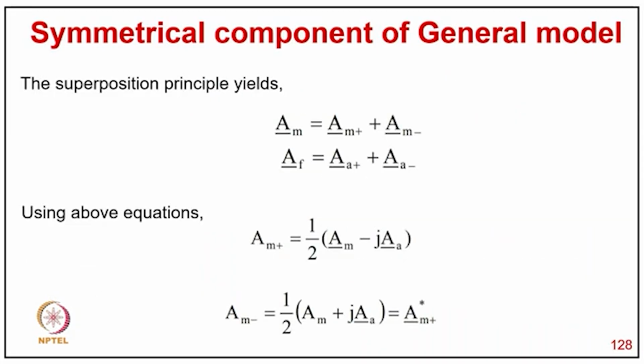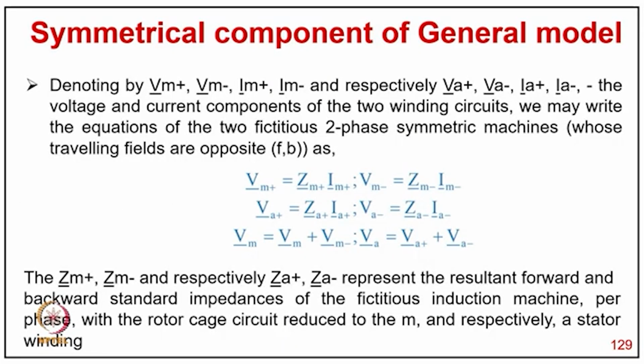According to superposition, AM equals AM plus AM minus, and AA equals AA plus AA minus. Using these equations we can write AM plus is equal to half of AM minus J AA, and AM minus is half of AM plus J AA, equal to the conjugate of AM plus. Now denoting VM plus, VM minus, IM plus, IM minus, and respectively VA plus, VA minus, IA plus, IA minus, the positive and negative voltage and current components of the two winding circuits, we may write the equations for the two sets of symmetrical machines whose traveling fields are opposite.